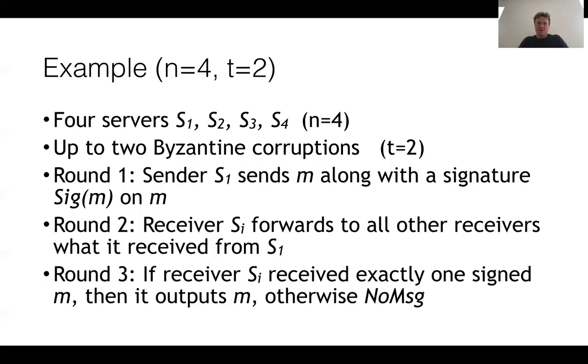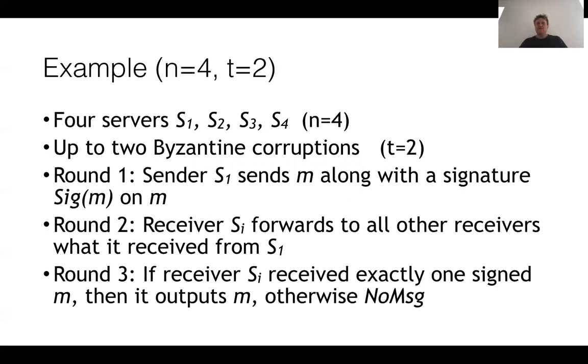So let's try to do broadcast now for 4 servers where we can tolerate 2 errors. I'm just going to add 1 server more, and try to tolerate the same number of errors. Remember, we know how to do this with 3 servers and up to 2 corruptions. I want to do it with 4 and just 2 corruptions. So in some sense, it looks like I should have made the problem easier because I have more honest servers. So let's see why it doesn't work.